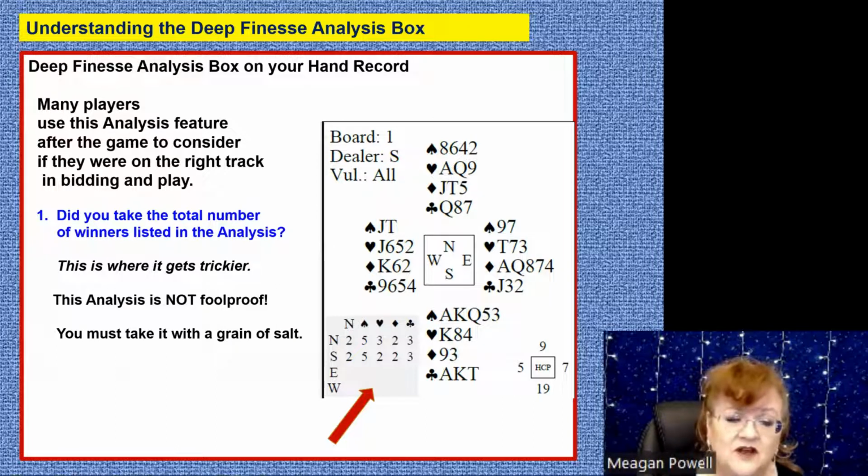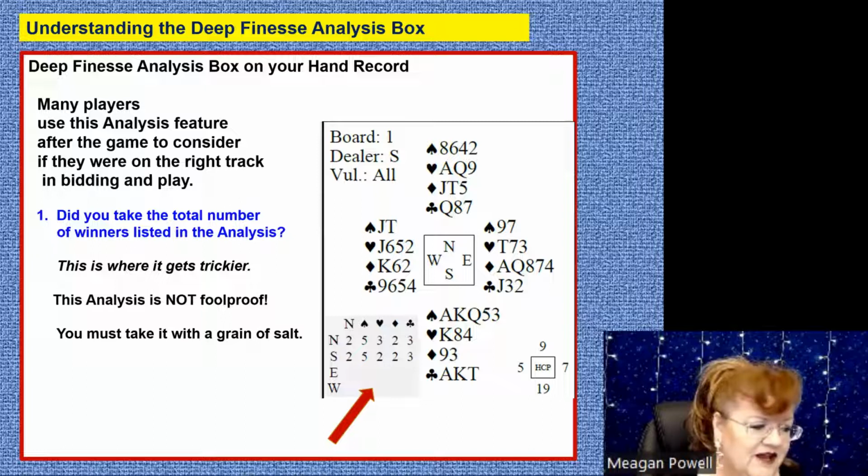That happens. When that does happen, and you don't see it, that's when you can send us an email saying, I played in this Bridge Base game on X day at X time. It's hand number 7. And I don't understand why the deep finesse says I should take 6 when I only took 4. And Alan or I will take a look at the hand for you and assess why the deep finesse is telling you that. But a lot of times the deep finesse is not bad. It can be somewhat spot on.